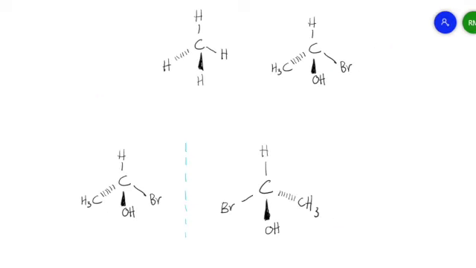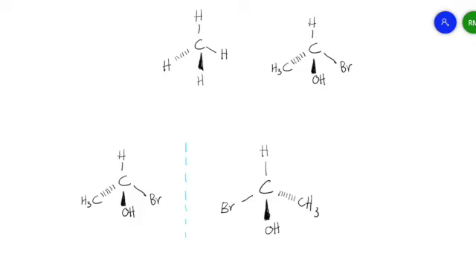The second kind of stereoisomerism is optical isomerism, where if a molecule contains a carbon atom bonded to 4 different atoms or groups, it can have 2 optical isomers. And this carbon will be asymmetrical because there will be no plane of symmetry.